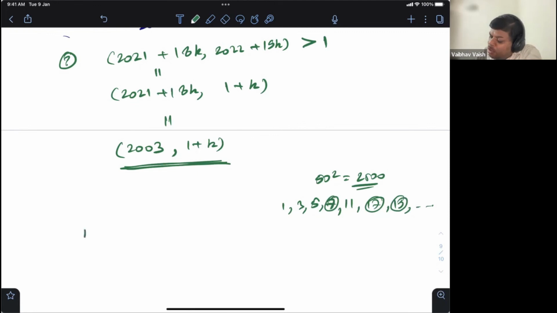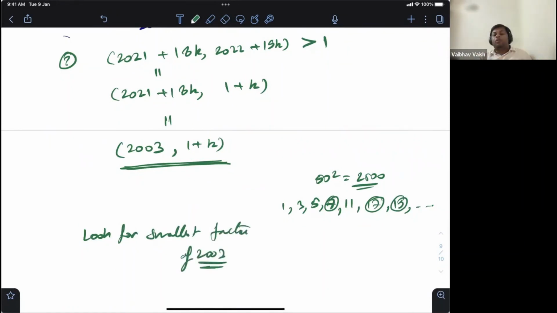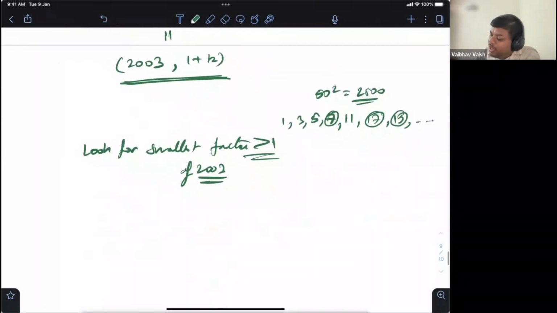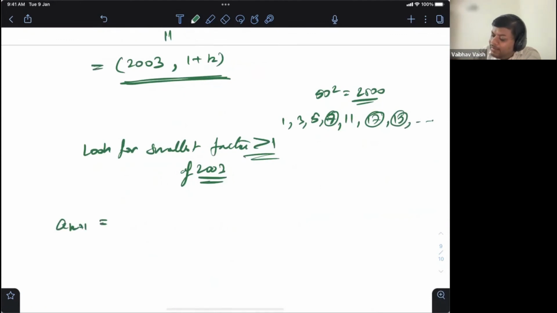The point is, look for the smallest factor of 2003. This is what the GCD should become, if at all it has to be greater than 1. The smallest factor greater than 1 of 2003, this is what the GCD would become. And then you would divide by this factor. Okay. So let's say this is D, where D divides 2003, the smallest factor.